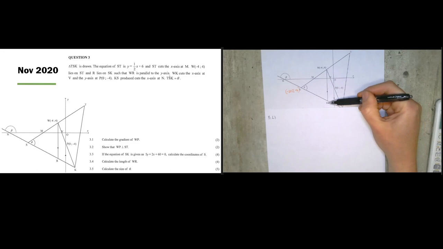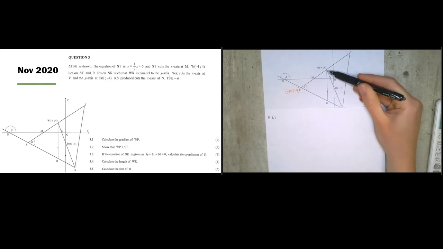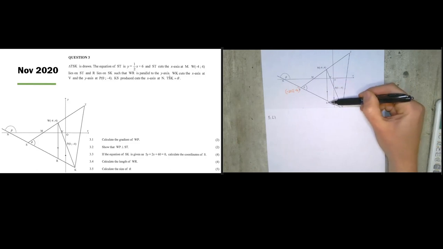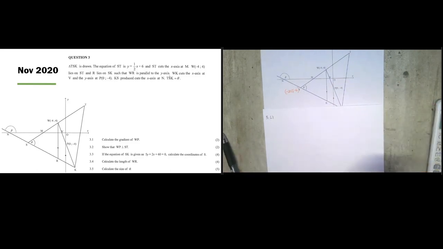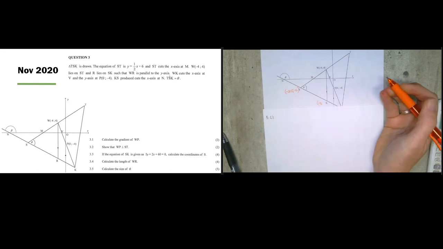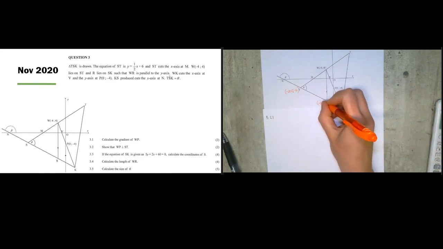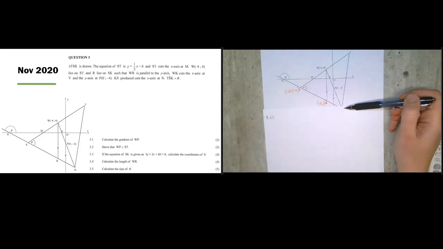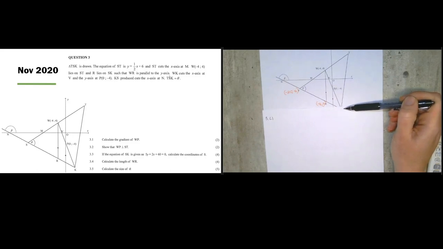What do we know about WR? WR is parallel to the y-axis, which means we know what the x-coordinate is at W. The x-coordinate must be negative 4. We do not know the y yet, so we need to figure out what the y is. But what do you know about coordinate R? It is on line SK. And we have the equation of line SK, so we can calculate the value of y.